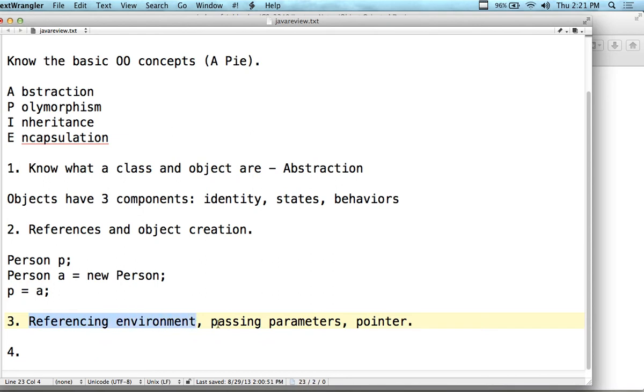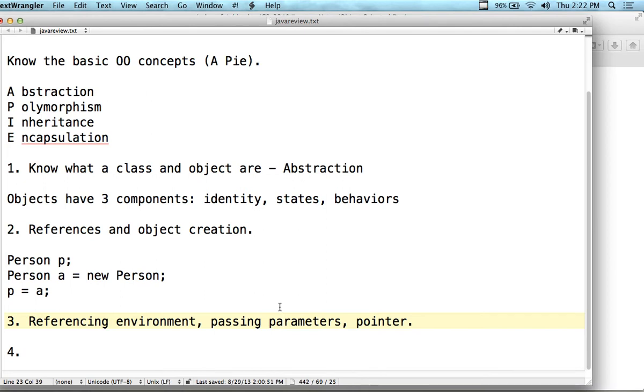Referencing environment, passing parameters. When you pass an object to a method, or you pass an object to another object, are you passing it by value or by reference? It's actually a trick question in Java. When you pass an object as a parameter to a method call or to a function, are you passing it by value or by reference? It's a trick question. You're passing it by value. It's accepted by reference.